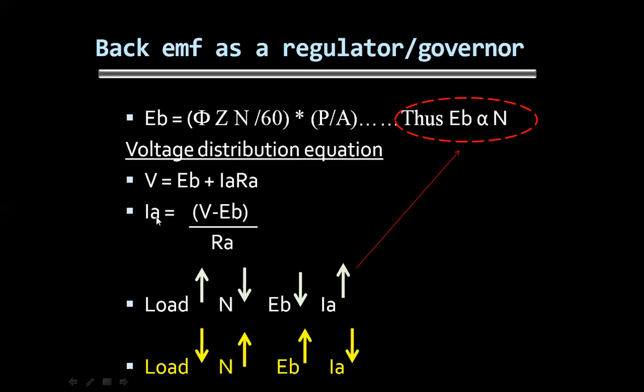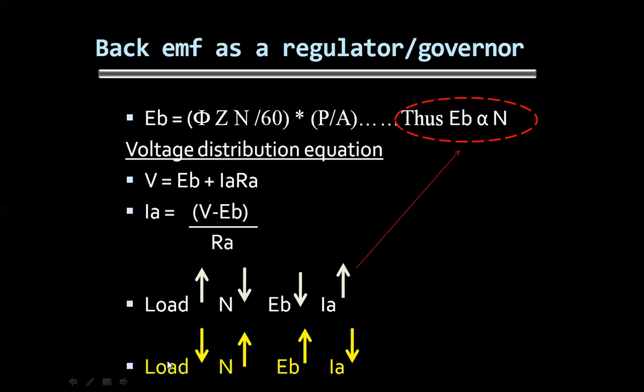So obviously armature current will increase. So thus when mechanical load on motor increases, that is output demand is more, it should draw more input power. So input power is voltage into current, and since supply voltage is constant, current has to increase. So the current has increased. So this is how EB regulates its magnitude such that the increased load demand is met.